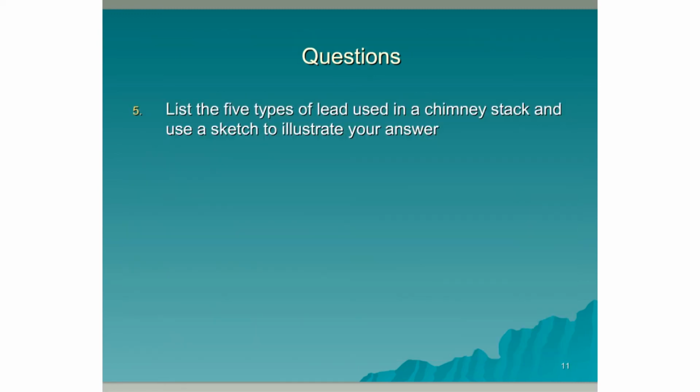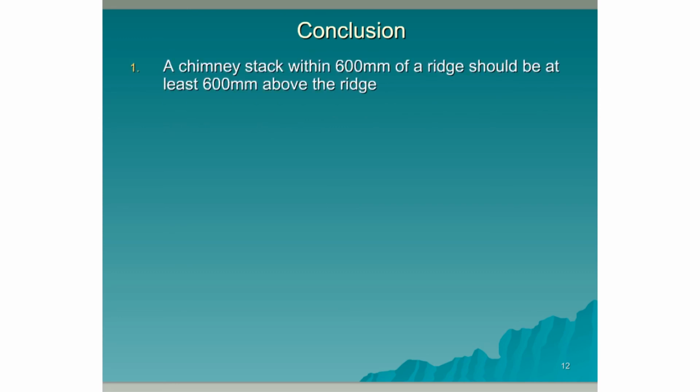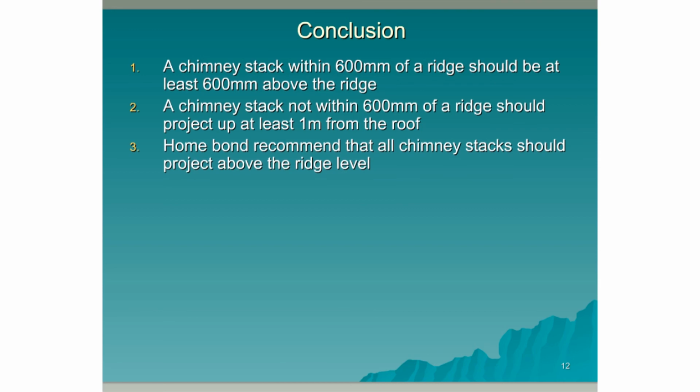Questions. List the 5 types of lead used in a chimney stack and use a sketch to illustrate your answer. In conclusion, a chimney stack within 600 millimeters of a ridge should be at least 600 millimeters above the ridge. A chimney stack not within 600 millimeters of a ridge should project at least 1 meter up from the roof. HomeBond recommend that all chimney stacks should project above the ridge level.